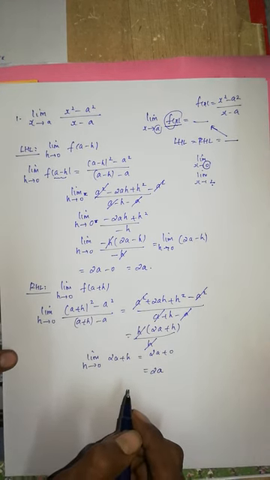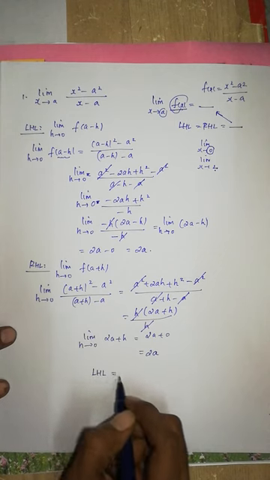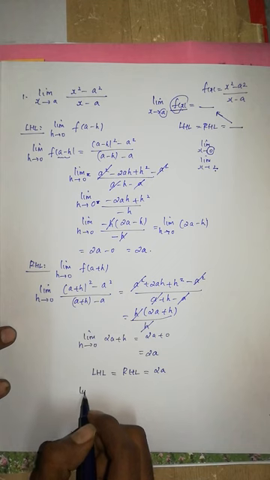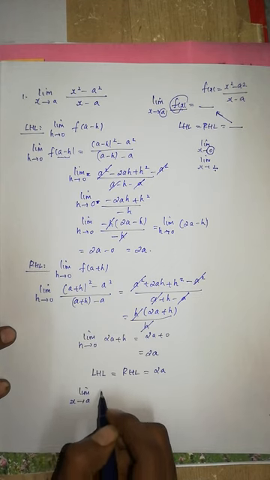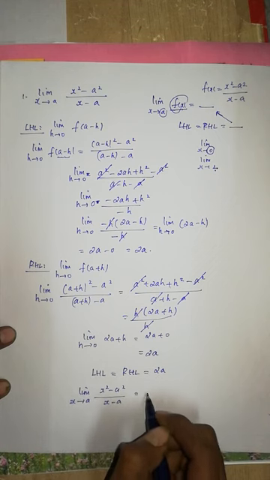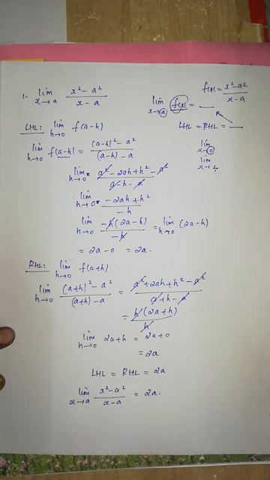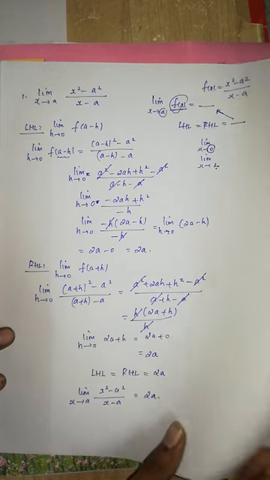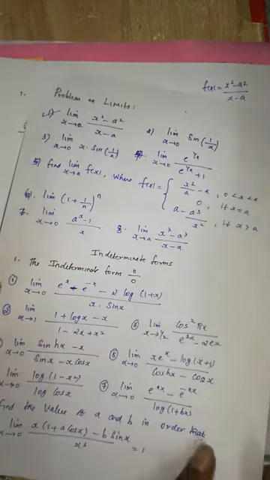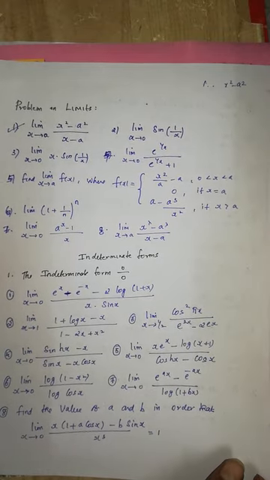So we see that the left hand limit is equal to the right hand limit, and both are equal to 2a. Therefore the limit of this function is equal to 2a. This is how to find the limit of the function. Now we'll move on to the second problem. We have finished the first problem, which is limit x tends to a of x square minus a square by x minus a. Now the second problem is limit x tends to 0.